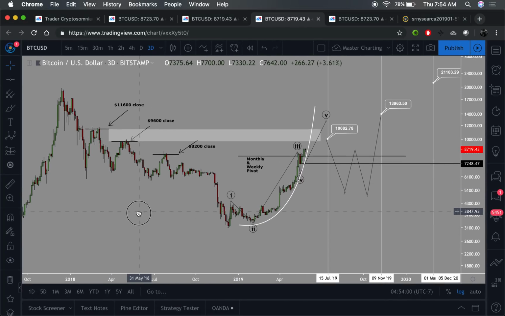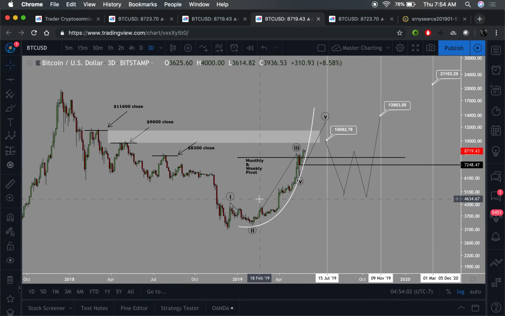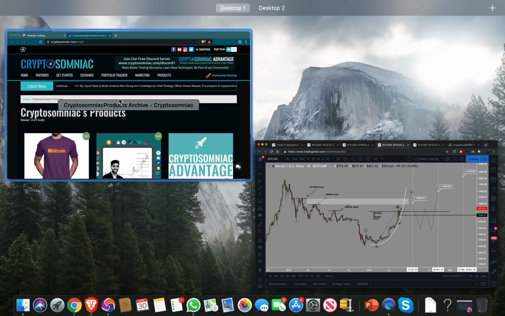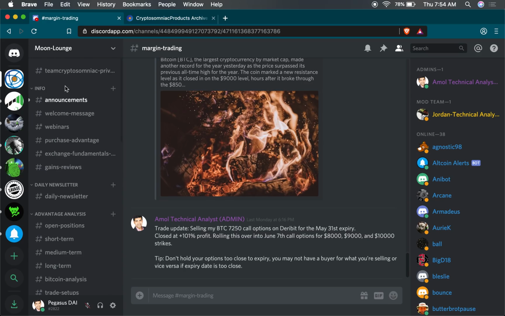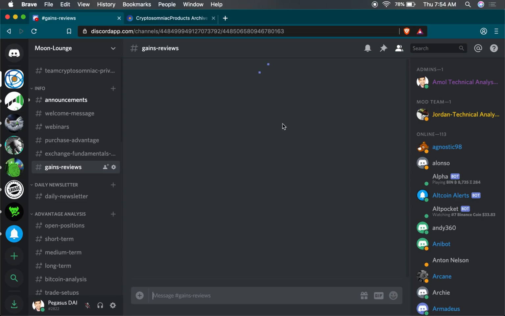It takes a lot of energy and time to do this kind of analysis every single day, and we do it diligently. We're not out there professing that we know everything. We're not out there shilling. We're not out there calling tops or bottoms. We just provide good analysis every single day, and that's visible all right here in gains reviews.